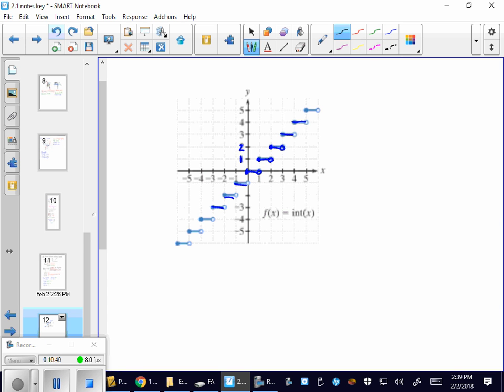Just wanted to show you that that is out there, and that is a graph of something that could be a piecewise function. You don't have to worry about that. Just an interesting side thing on there. Okay.